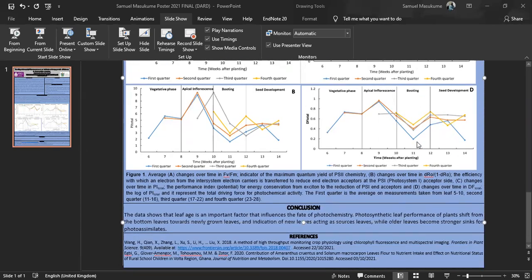From this study, we can conclude that leaf age is an important factor that influences the fate of photochemistry, and photosynthetic leaf performance of the plant shifts from the bottom leaves towards the newly grown leaves. This indicates that the new leaves will be acting as stronger sources, while the older leaves become the stronger sinks for photoassimilates.